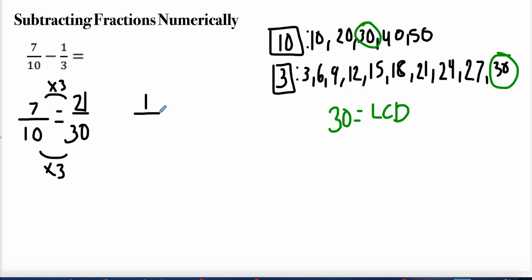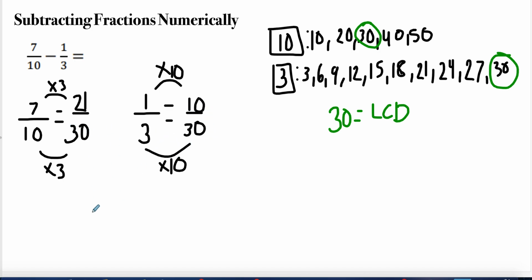Let's do the same with 1/3. Let's see, 1/3 is equal to how many 30ths? 3 times 10 is 30. So I need to do 1 times 10, which is 10. So 1/3 is equal to 10/30.